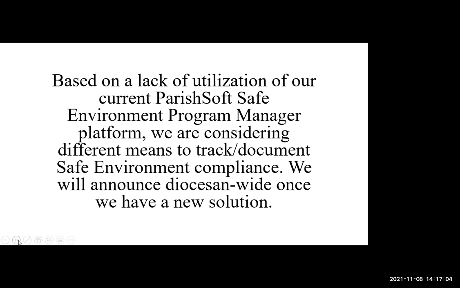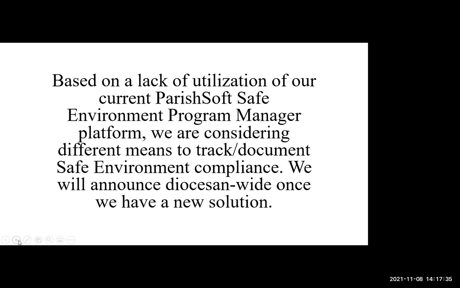So we've got some things going on in our diocese. We've got some people who are using the system and they're doing very well to track and document. We've got a lot of people who hate the system and they are using it sometimes, but not nearly as much as they should be. And we've got some people who are like, you know what? I hate that SEP and I'm just not going to use it at all.